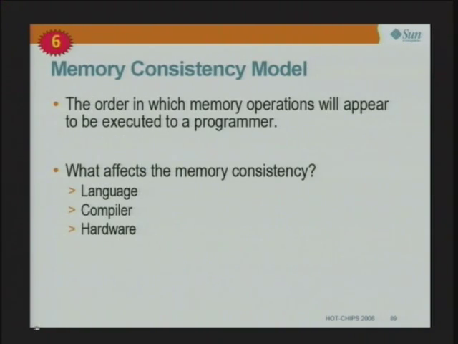So the fifth challenge is to deal with memory consistency. Memory consistency specifies the order in which memory operations will appear to be executed to a programmer. There are many things that affect memory consistency: the language, the tools, the compiler, the runtime, and hardware. Together they define the final memory consistency model you will have.